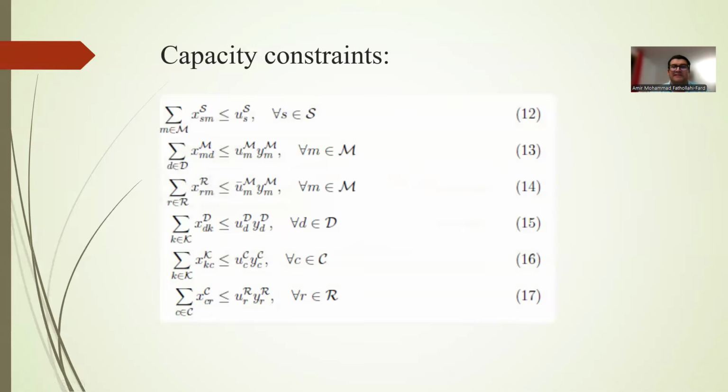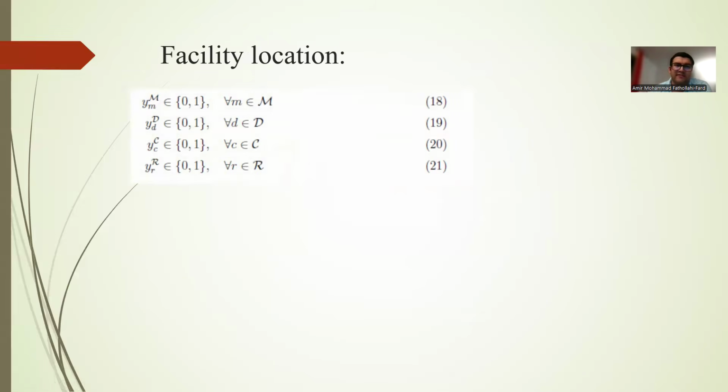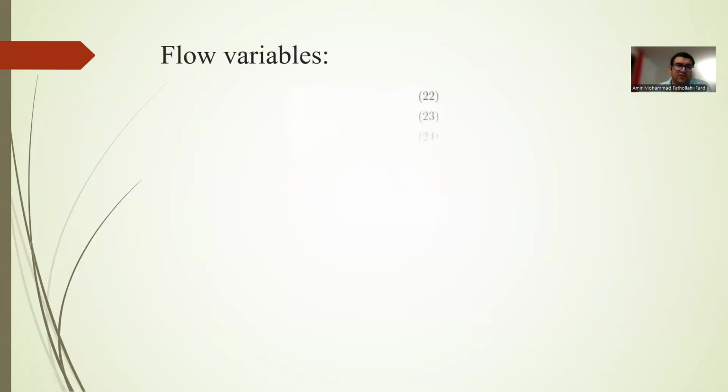And we have the capacity constraints, which are the main constraints and also make this network design problem complex, as the most complex constraints. So we have capacity constraints for the suppliers, for manufacturing centers, for retailers, for collection centers, and recycling centers. And we have the domain of variables for binary variables and also the flow variables.